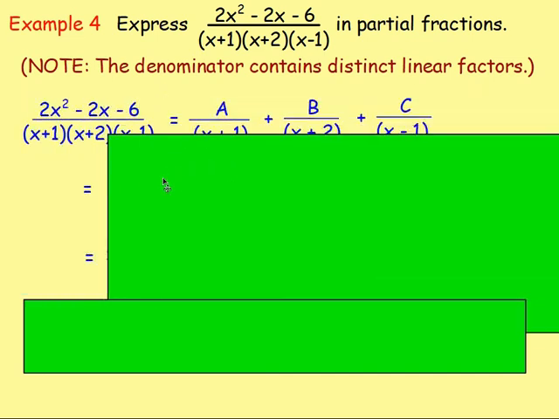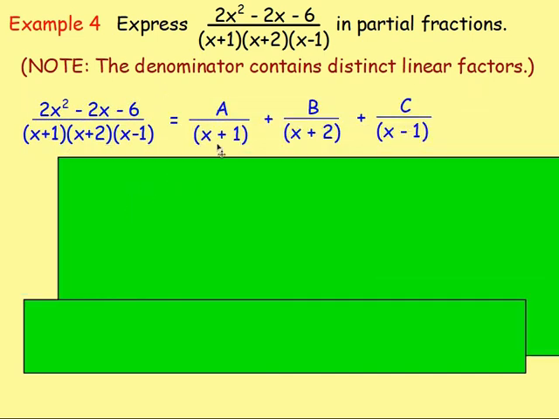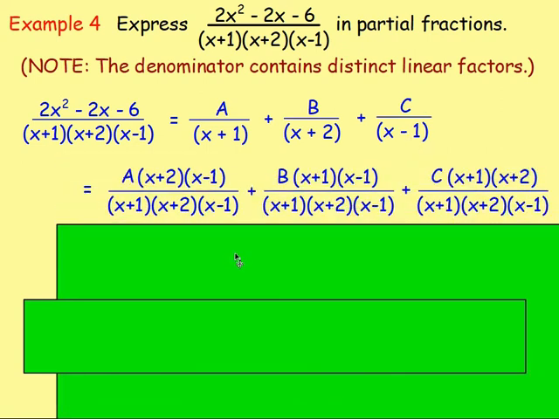So we know then that we will have a over x plus 1, b over x plus 2, and because we've got a third linear factor, that will be plus c over x take away 1. From there, we need the same denominator in order to add. So if you look at a, that is over the x plus 1, but we also need it to be over x plus 2 and x take away 1. So multiply the top and the bottom of this fraction by x plus 2, x take away 1. If you do that, this is what you will end up with. Therefore, it will be over x plus 1, x plus 2, x take away 1.